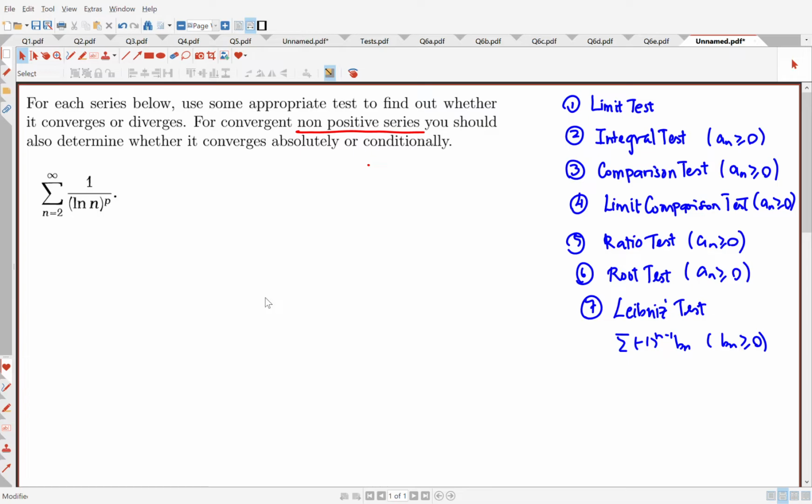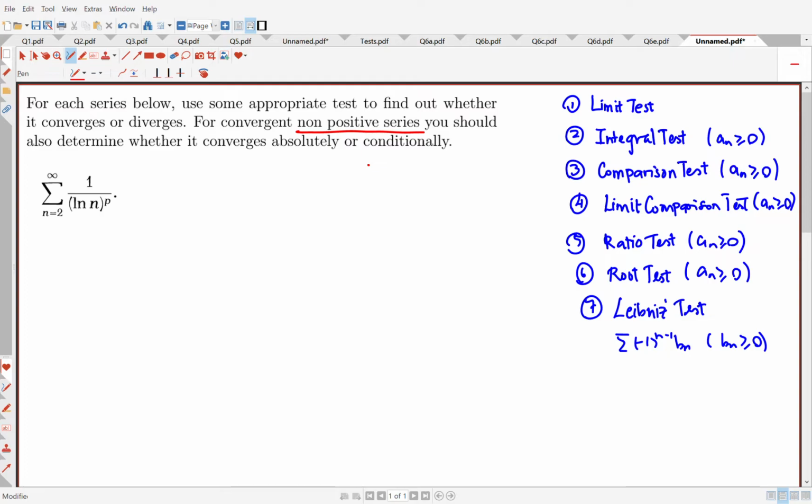Let's continue. So same thing, this is more than or equal to 0, so it is not a non-positive series.